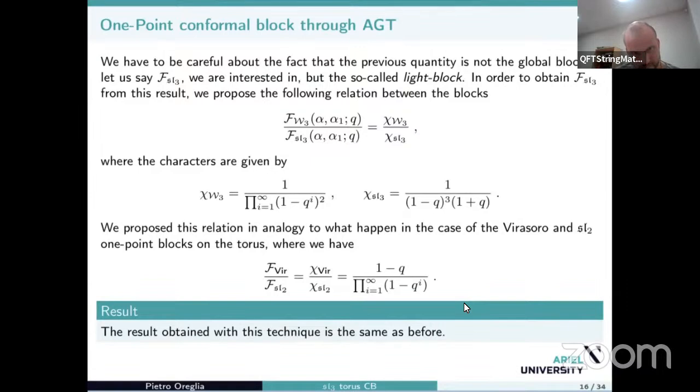But for SL2, this is also no. Okay, sorry, probably. I'm not sure. Yeah, I have to think about this. I don't know very well.